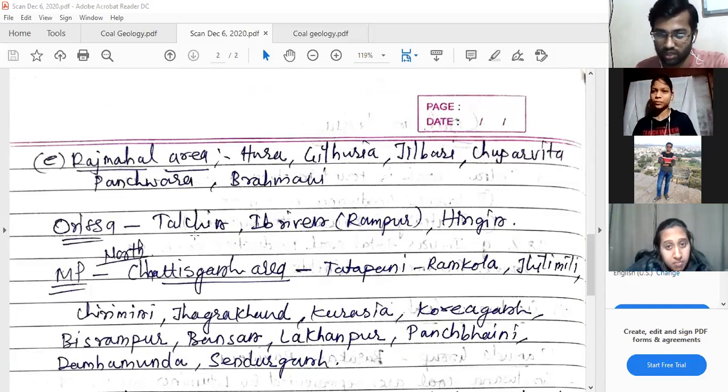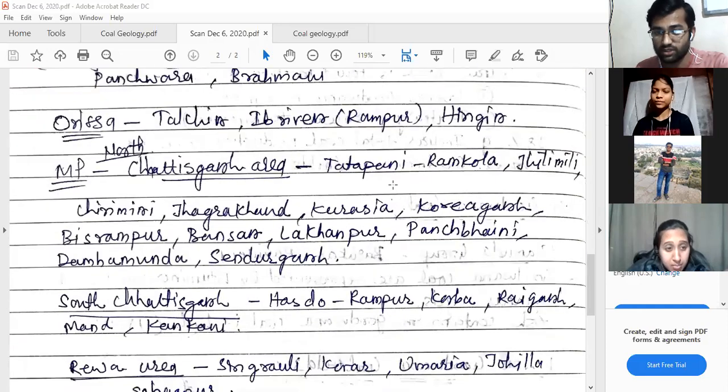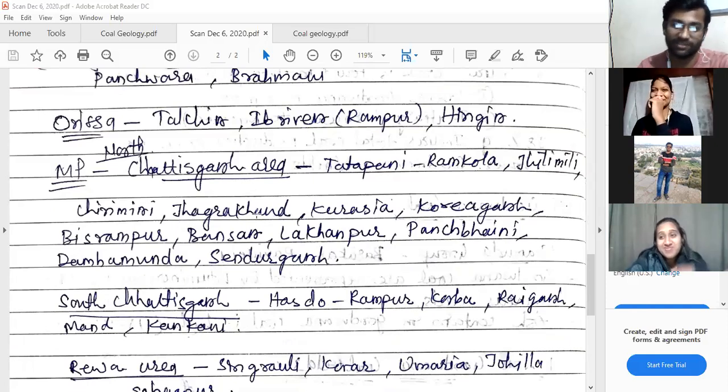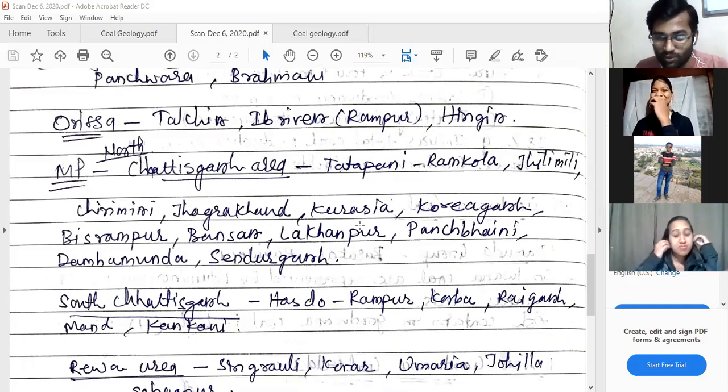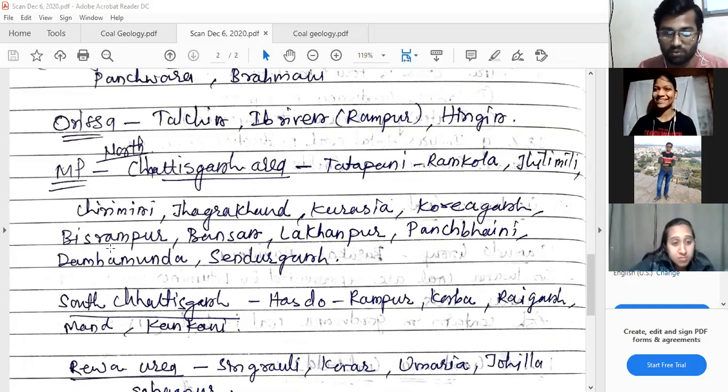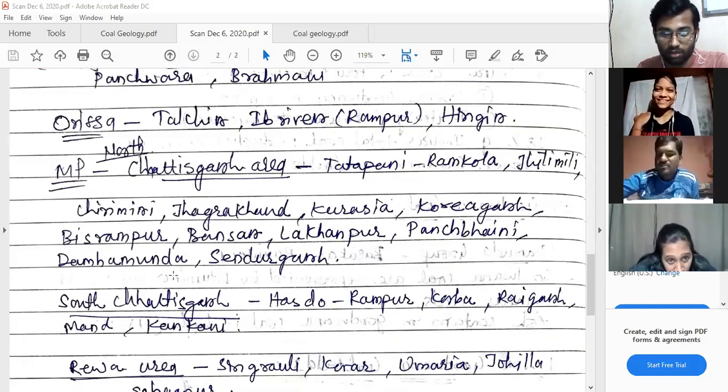In Orissa, you have Talchir fields, Ib River, Rampur or Hingir. Then in MP and Chhattisgarh, Tatapani, Ramakona, Jhilimili, Chirimiri, Jhagrakund. All these are the different names of mines. Kurasia, Koreagarh, Bisrampur. Then Bansar, Lakhanpur, Panchgani, Damhamunda, Sendurgarh.